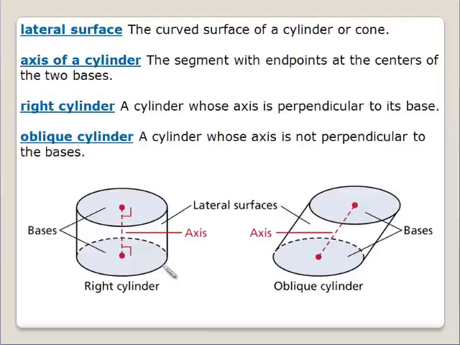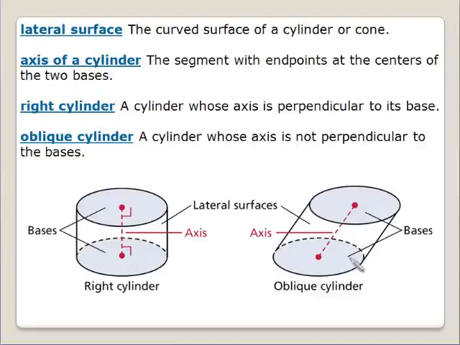The axis of a cylinder is the segment with endpoints at the center of the two bases. So this right here, if you look for the center of both of your bases and you find that line right there, that's your axis. Same thing right here. Find the center of those circles, or of the two bases. A right cylinder is a cylinder whose axis is perpendicular to its base. So if this axis is perpendicular, then you can say this is a right cylinder.